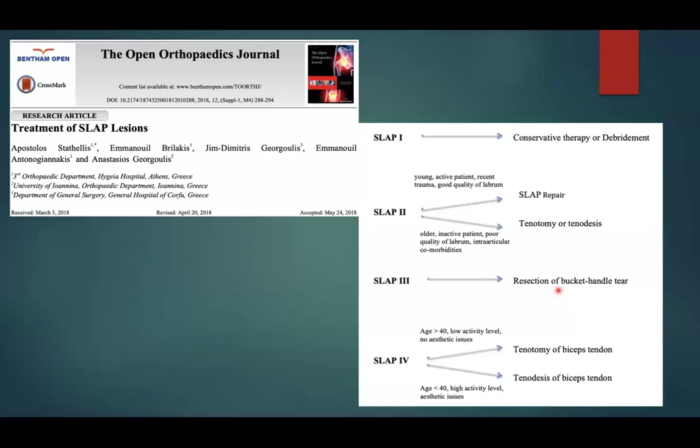SLAP type 3, resection of the bucket handle tear. For type 4, age less than 40 or more than 40 with low activity level with no aesthetic issues, tenotomy of the biceps tendon. With age less than 40, high activity level, tenodesis of the biceps tendon.